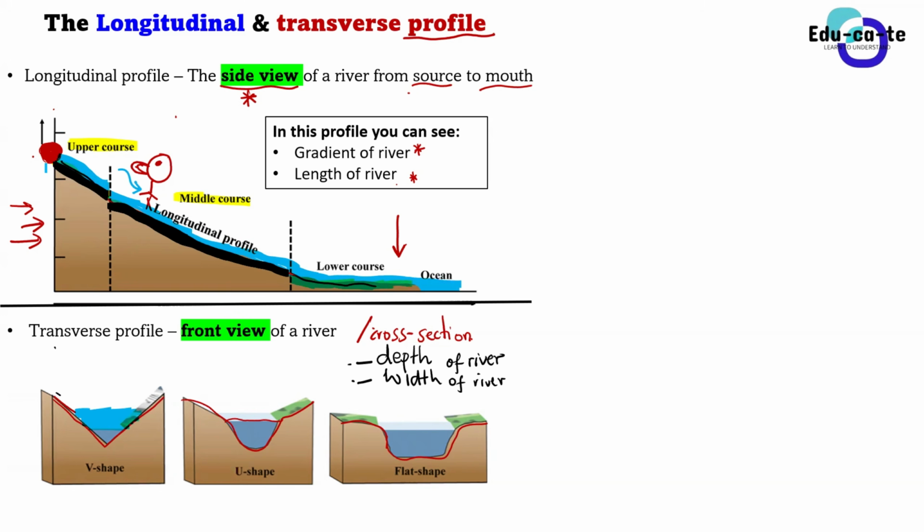We already talked about the processes that are associated with a river that is flowing. We said that we have got 3 fluvial processes, grade 12s: erosion, deposition, and transportation. Those are the 3 fluvial processes that we have.